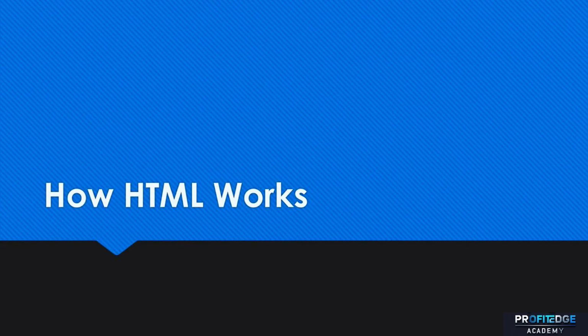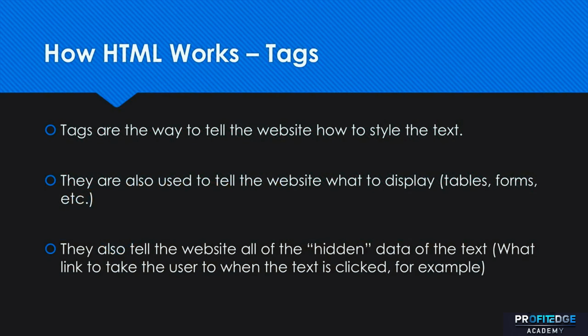So now I'm going to be giving an introduction onto how HTML actually works and how most of HTML is structured. So the first thing I'd like to talk about is tags. Now, tags are the way to tell a website how to style a text or what to create. So tags are mainly used to either create and style text, we'll get into, again, the tags later, or to create things such as tables, forms, everything like that. Now, they can also be used to tell all of the hidden data of the website or the text. So, for example, when a link tag is clicked, where you will be sent when you click that link tag.